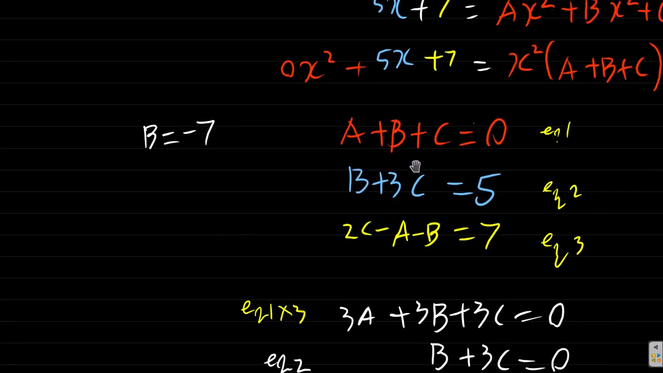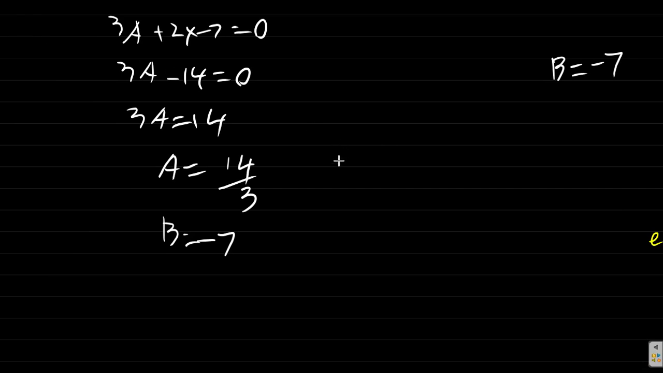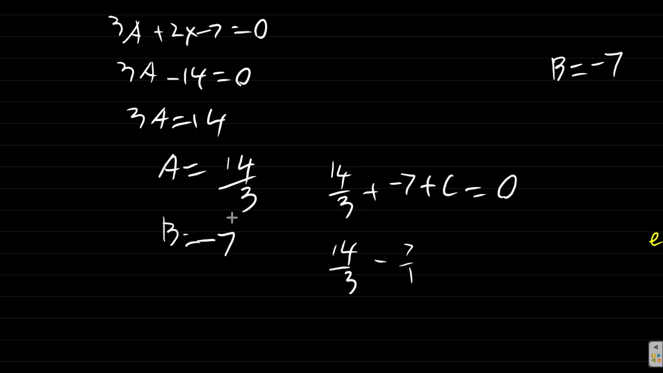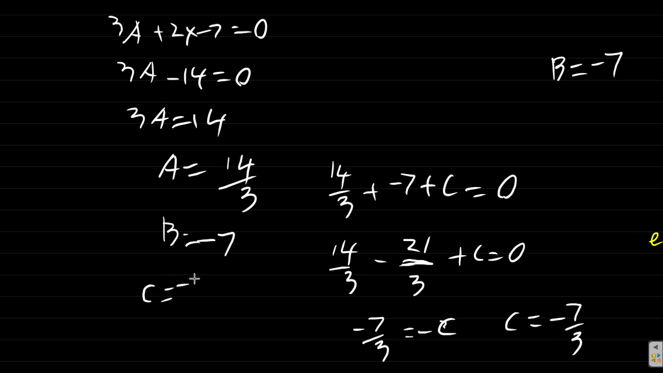And then let's use equation 1: a plus b plus c equals 0, and see what it comes out to be. A, which is 14 over 3, plus b, which is negative 7, plus c is equal to 0. So now it is the same as 14 over 3 minus 7 over 1. 7 times 3 is 21, so it's 21 over 3 using common denominators. 14 minus 21 is going to be negative 7 over 3. Negative 7 over 3 equals negative c. So c is equal to negative 7 over 3. Alright? So that's what we have to work with.